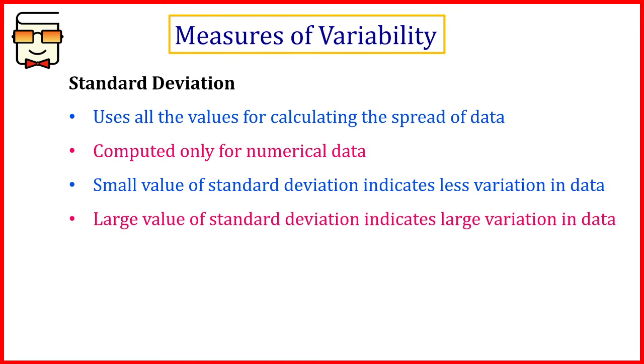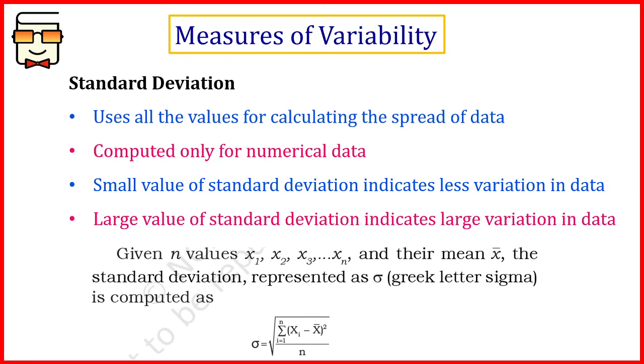So again, the larger the standard deviation, the larger the variation, the larger the diversity in data, and this is the formula for calculating standard deviation. Standard deviation is denoted by the Greek letter sigma, and it is given by the square root of the sum of the squares of the differences between each observation and the mean of the attribute, divided by the total number of observations. So I'll just explain this formula in detail.